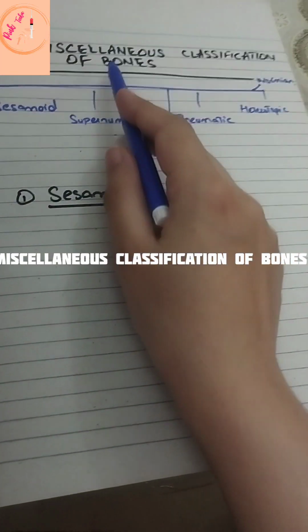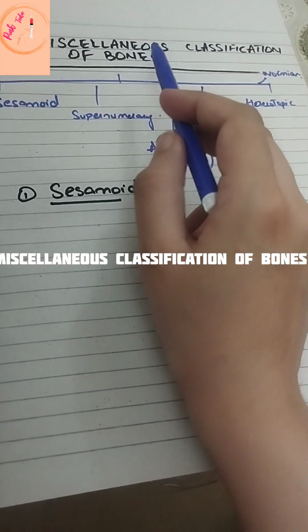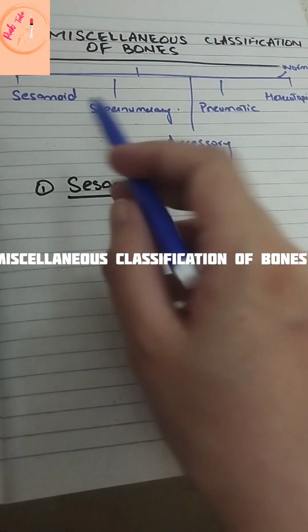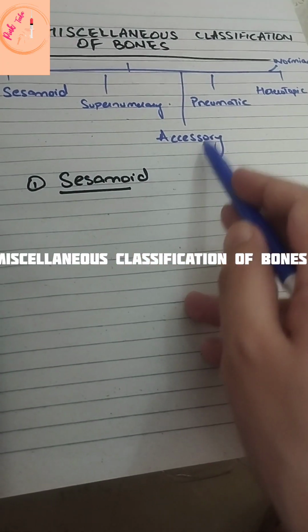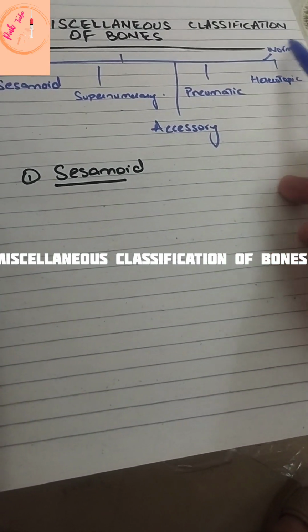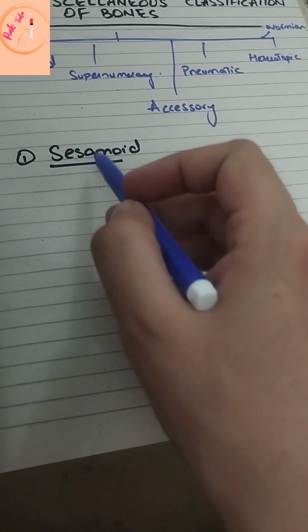Today we will talk about miscellaneous classification of bones. Here we will put all of the classes or categories of bones that don't fit elsewhere. We have sesamoid, supernumerary, accessory, pneumatic and heterotopic in this class, and a special class, wormian bones, but that is only present in birds and is not so important. Let's start with the first one, which is a sesamoid bone.